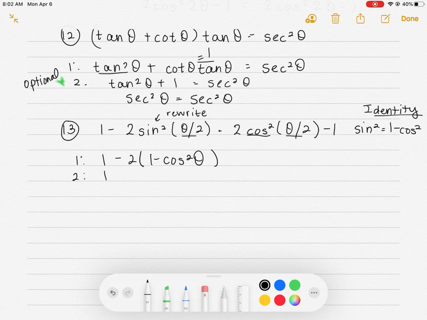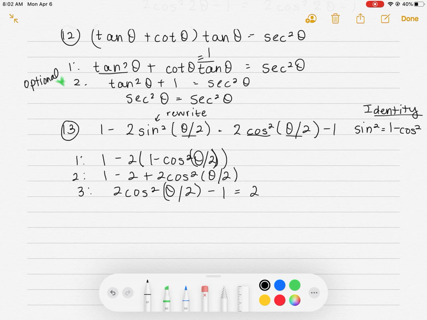So the next step is to distribute. So I have 1 minus 2 plus 2 cosine squared of theta over 2, because it has to stay in terms of the same angle there. Theta over 2. And then it's simplifying from there, so then my answer is 2 cosine squared of theta over 2. 1 minus 2 is 1, so then we have that our identity verifies out. Okay?